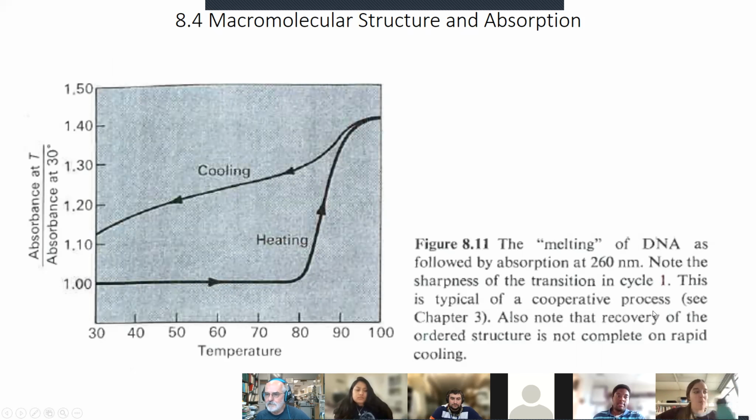So they point out a couple of things. The first thing is that it's sharp. So that typically means that it's cooperative. Okay, once the double strands begin to break, they all break. All right, and it refers back to chapter 3, which has to do, by the way, with the binding interactions that we talk about. And then the other thing to notice is that as you cool it, it doesn't follow this same line. It follows a completely different line back to the baseline.